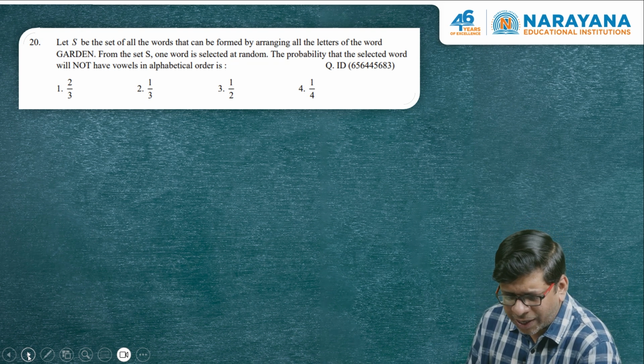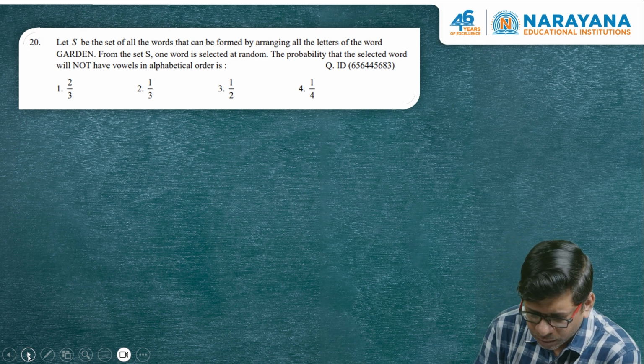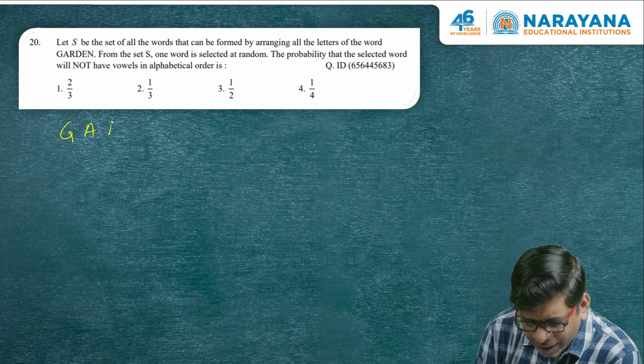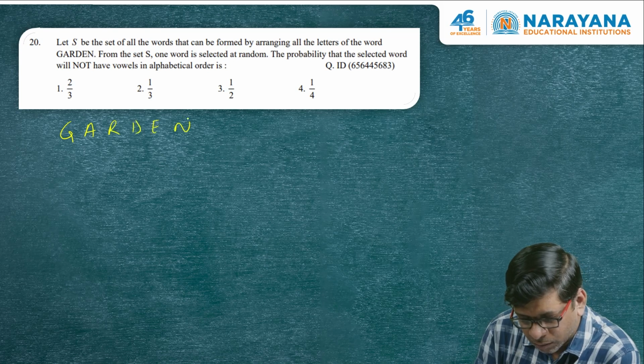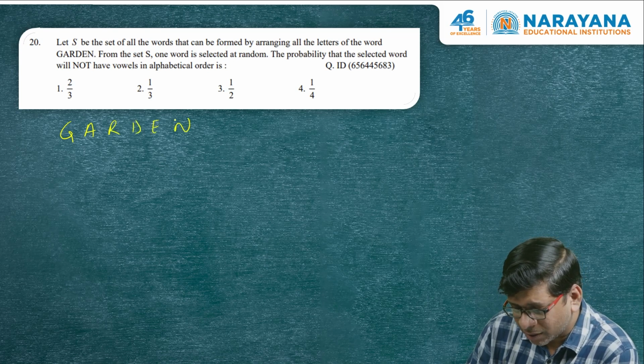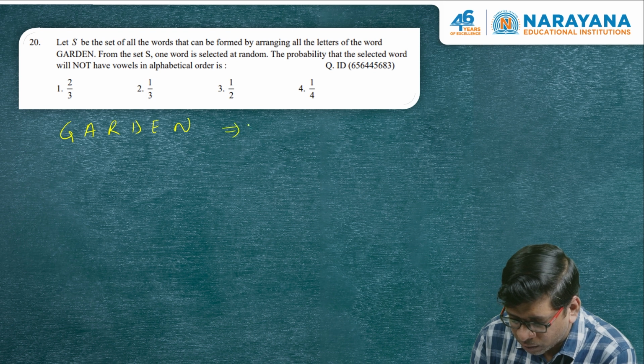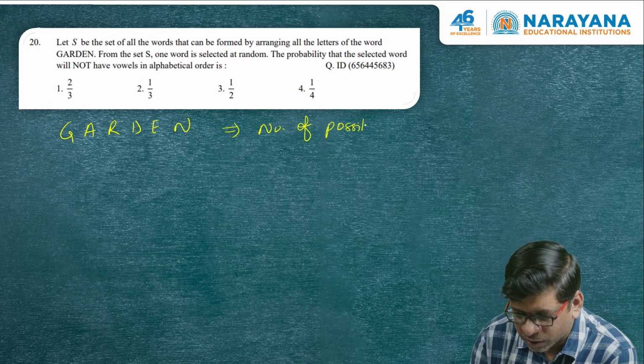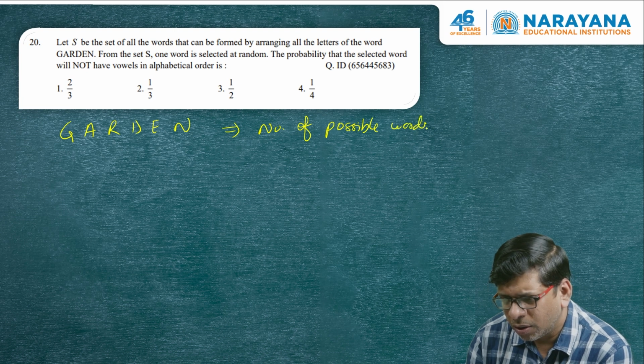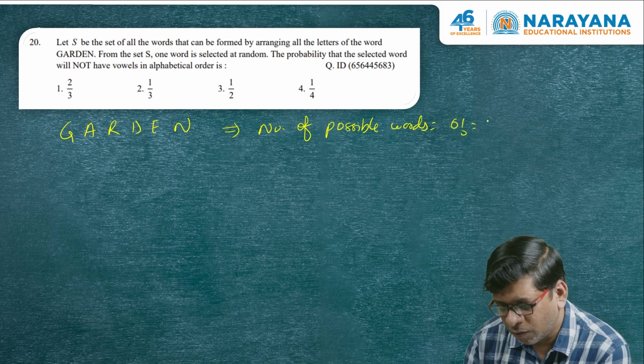Okay, so this question is, S is the set of all words that can be found by arranging all the letters of the word garden. 6 distinct letters are given to us. From the set S, so how many words are possible? Number of possible words equal to 6 factorial, which is 720.